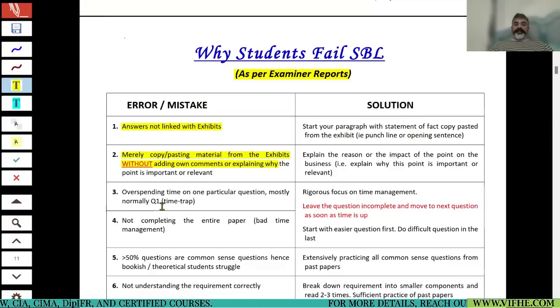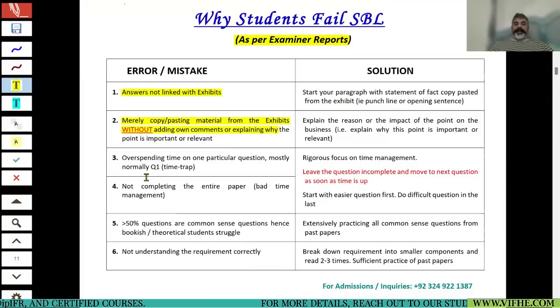And then these 2, 3, and 4 are overlapping. Overspending time on one particular question, normally question number 1, which is a time trap. So obviously, when you overspend the time on any one question, you are basically hijacking the time from the remaining questions, right? And hence you will not be able to complete the entire paper. So time management is extremely, extremely important. You have to attempt almost 100% of the paper.